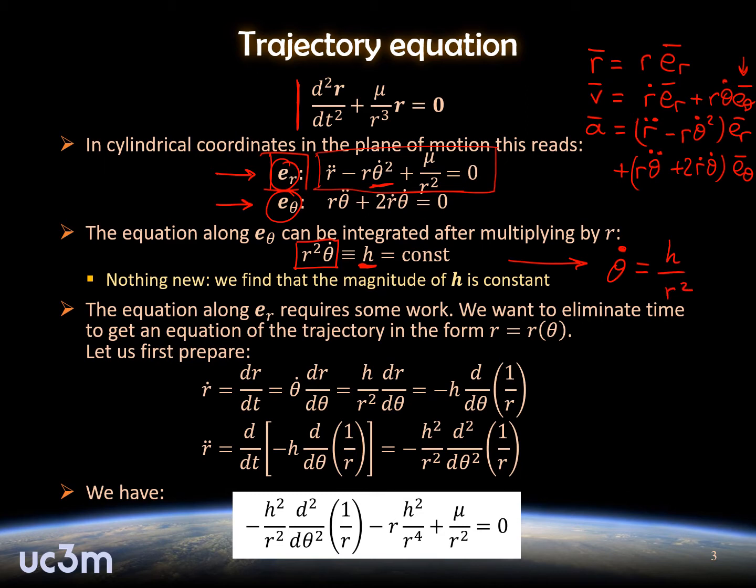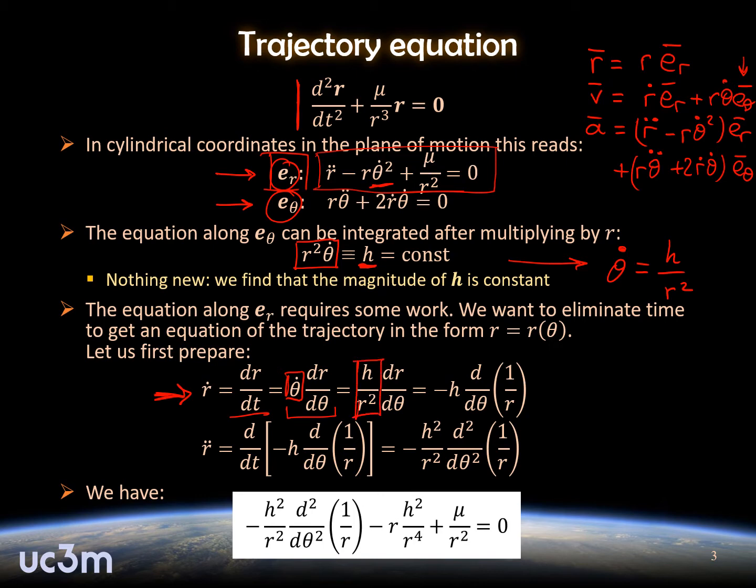Okay. Now, for the derivatives of r with respect to time, we can do the following. So we start here with r dot, which is just the derivative of r with respect to time, and we change variables into theta. Okay, so we can rewrite this time derivative just like this. Now we find again a theta dot, which we can replace with h over r squared.